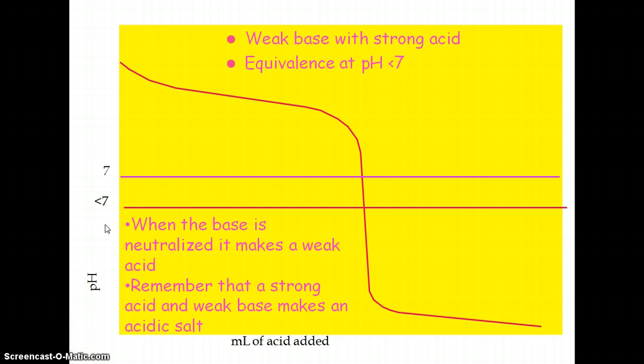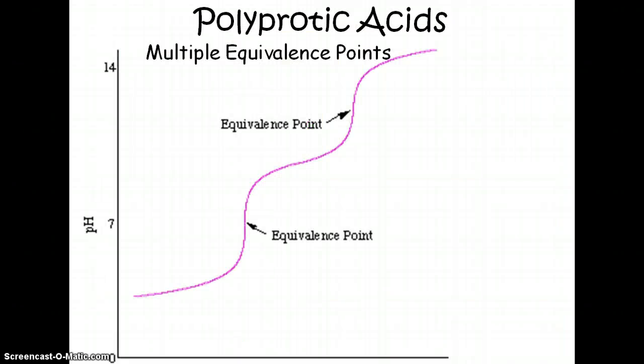That was still the weak base, strong acid, and just notice that the equivalence is below 7, because with a weak base, strong acid, the acid overrides and you end up with an acidic salt, and that's why your pH at equivalence is below 7.